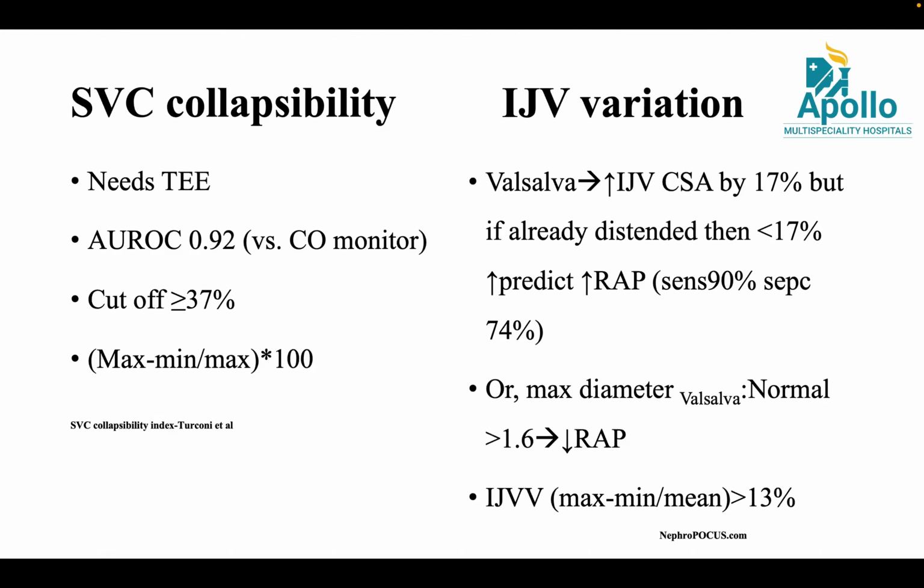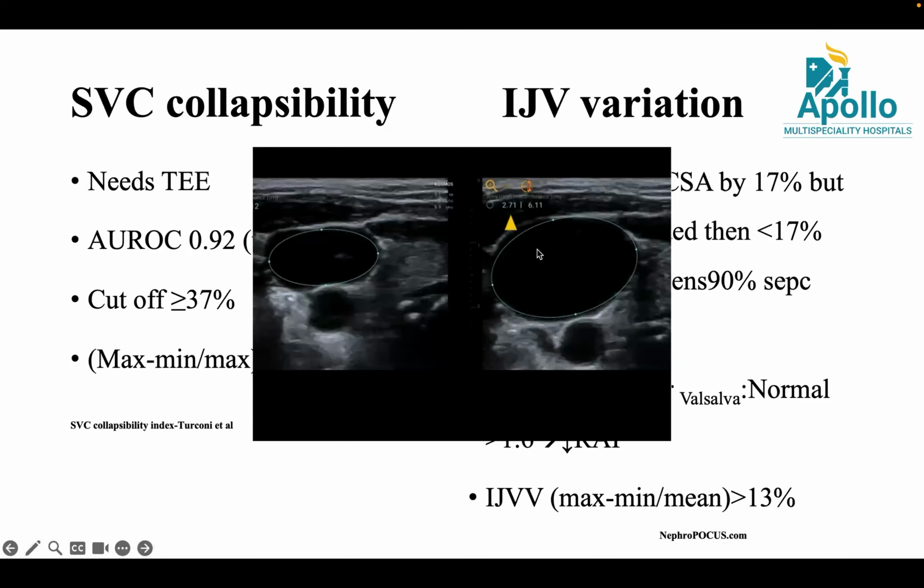So, if you're doing a Valsalva maneuver, if the patient is spontaneously breathing, you ask them for a Valsalva, or if the patient is intubated, then you do a Valsalva by pressing on the PEEP valve, increasing the PEEP, closing the glottis, that kind of maneuver, and see the variation of the IJV, either the surface area or the diameter.